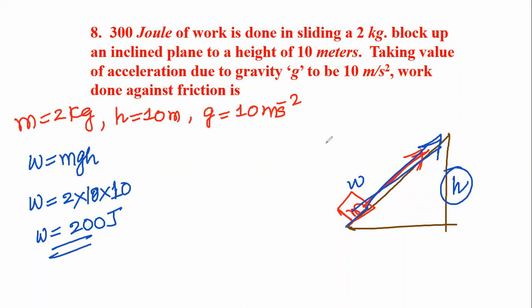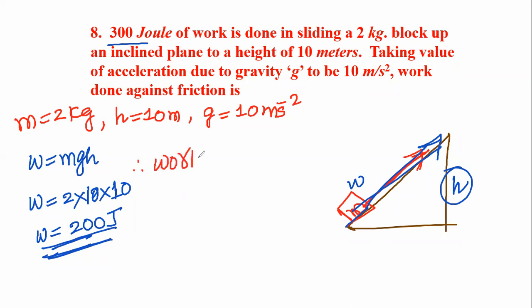So it is given that 300 joules of work is done in sliding the 2 kg block. Actually, how much work is needed? 200 joules is needed. But since he has taken 300 joules of work, 100 joules will be wasted for the frictional force. So, work done against the friction.